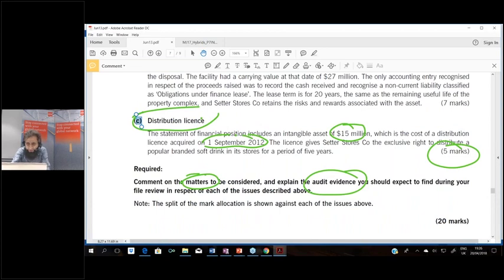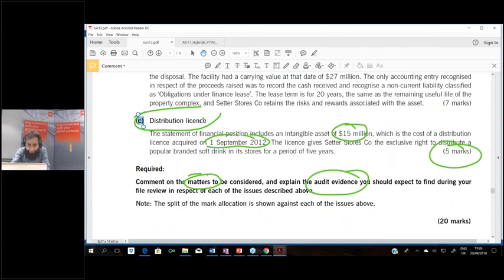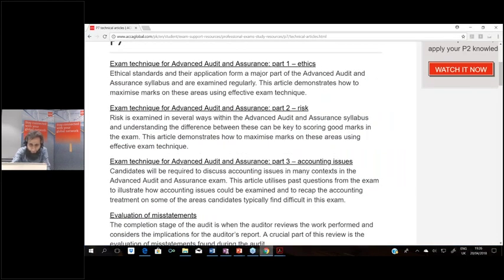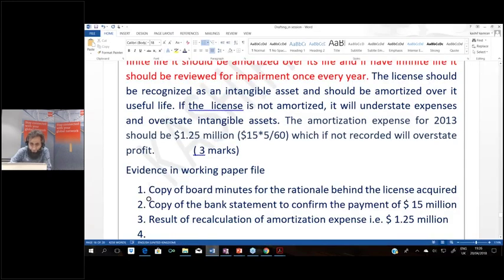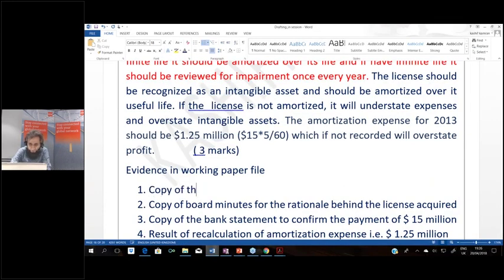Then which is the license? Okay, the copy of the license. The copy of the license should have been my first point. Copy of the license to confirm its life, and to confirm it has exclusive rights.